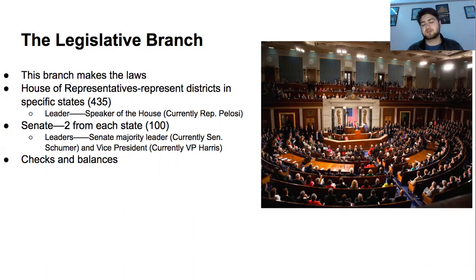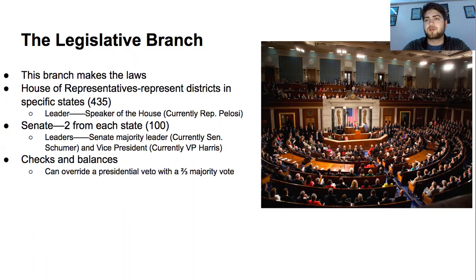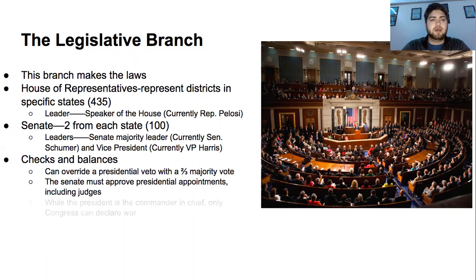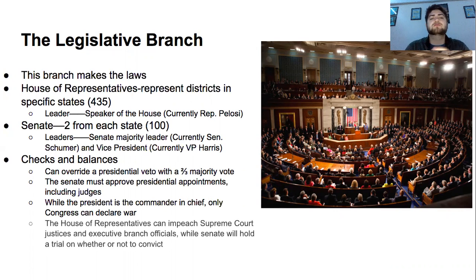Now, how does checks and balances work for the legislative branch? Number one, they can override a presidential veto with a two-thirds majority vote. The Senate must approve presidential appointments, including judges. While the president is the commander-in-chief of the United States Army, only Congress has the power to actually declare war. And the House of Representatives can impeach Supreme Court justices and executive branch officials, meaning the president, vice president, and the cabinet. Impeach means that we're going to bring formal charges against these people. Then the Senate would hold a trial and vote on whether to convict that individual or not.